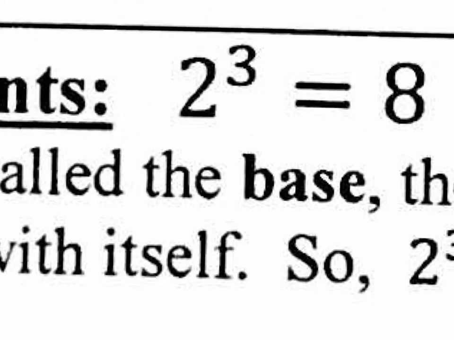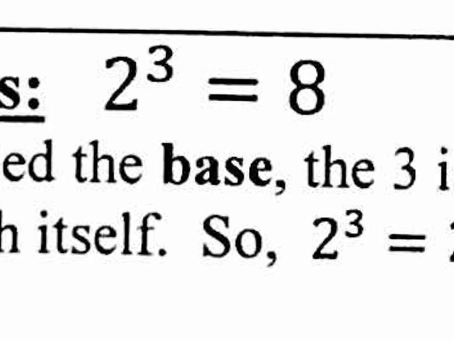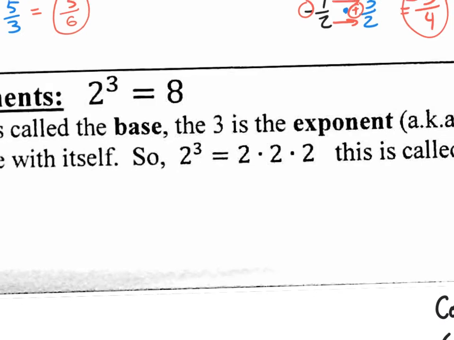So, exponents are pretty easy. Exponents are really multiplication problems. This 2 we call the base, right? This little number up on top, that's what we call the exponent, or the power. Now, this little number up on top tells you how many times to multiply the base with itself. Exactly. So 2 to the 3rd is 8. Why? Because 2 times 2 times 2 is 8.